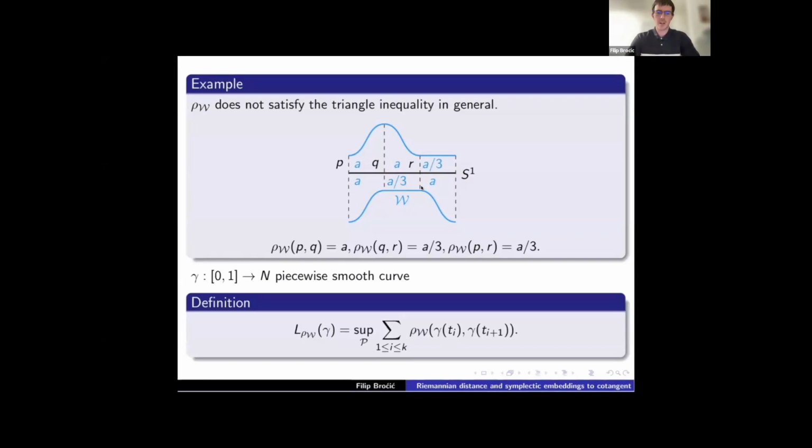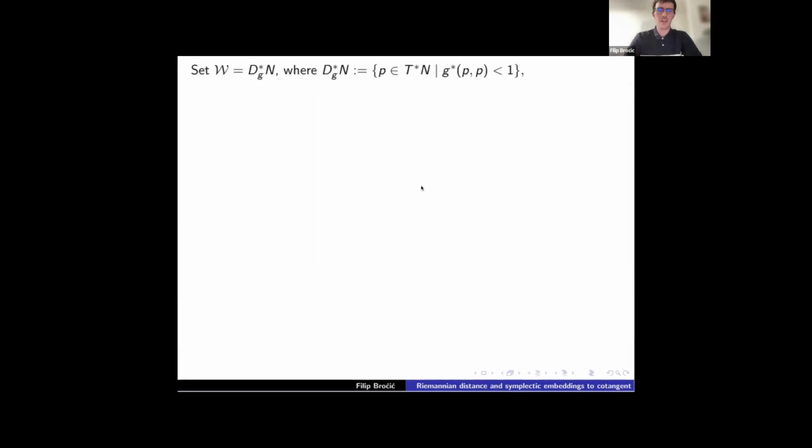So if we take some piecewise smooth curve parameterized by the interval 0, 1, using the idea from metric geometry, I want to calculate the length of this curve with respect to this symplectic distance-like function. It's not, as we saw, really a distance, but still we can try to measure lengths. So the length of curve gamma is the supremum of the sum of distances between images of consecutive points of a partition, and then we take the supremum over all partitions. If that is clear, I would like to proceed with the statement.